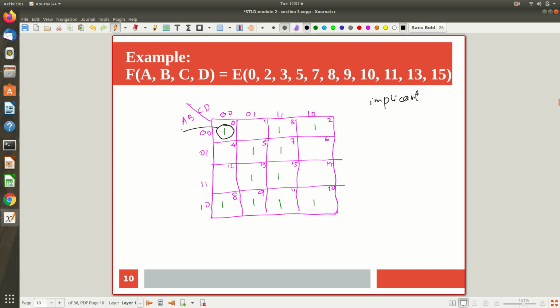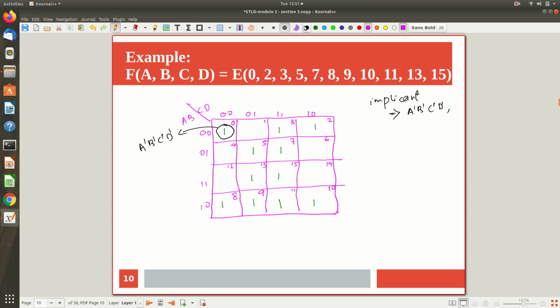And as a product term, what does this implicant correspond to? It corresponds to A bar, B bar, C bar, D bar. So this is one of the implicants. So what are all the implicants? I have an implicant that is A bar, B bar, C bar, D bar. This is an implicant. Now can I make a better implicant? Can I do some better way? Before that, let me just tell you this.